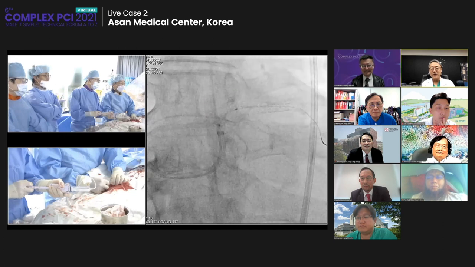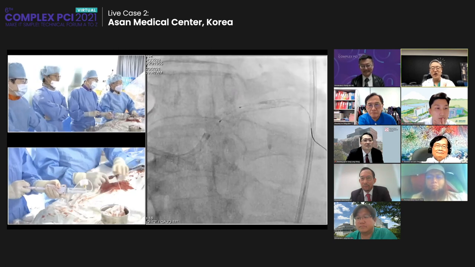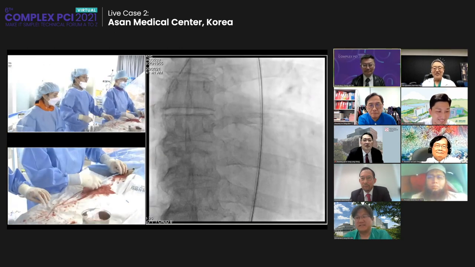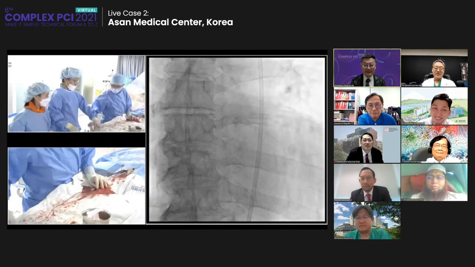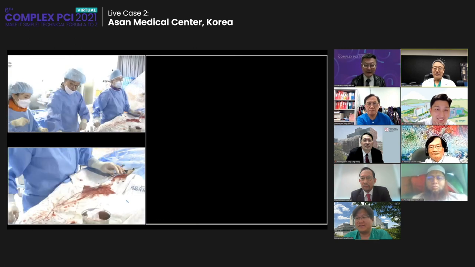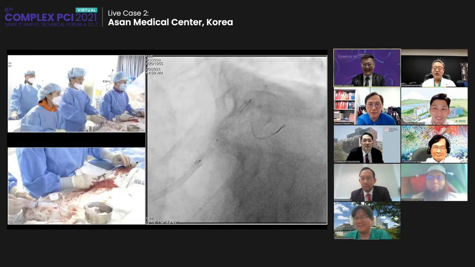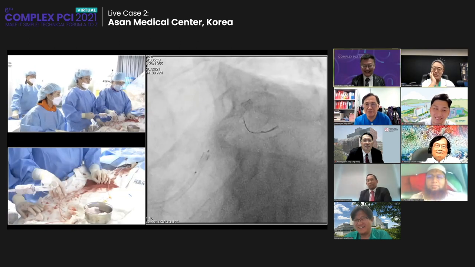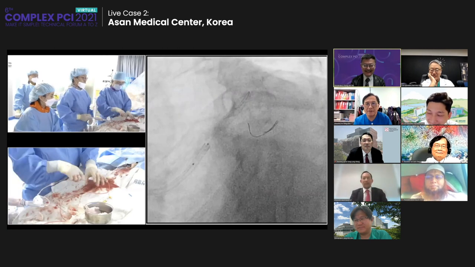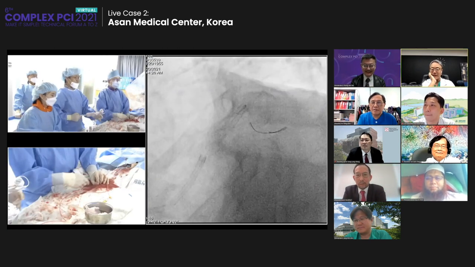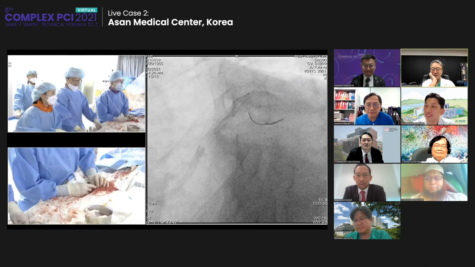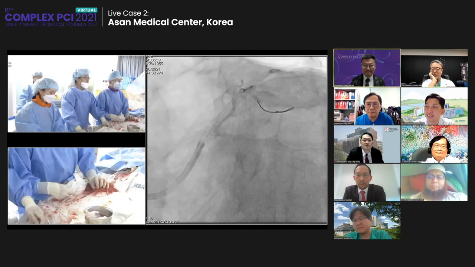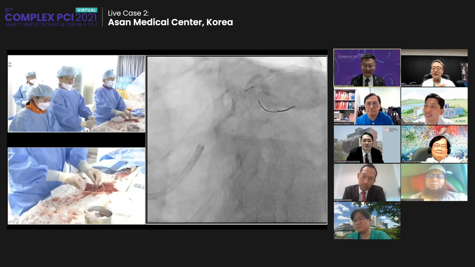The first operator changed, and Doyun and I spent a lot of time. It looks like we changed the guiding catheter. Finally, we changed the guiding catheter over here, and then did high pressure balloon dilation. And then we check again. You can see there is some flow, tiny.